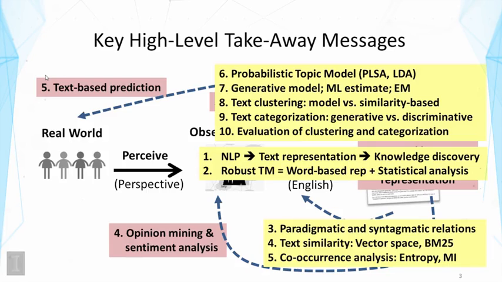We also briefly introduced some discriminative classifiers, particularly logistic regression, k-nearest neighbor, and SVM. They are also very important. They are very popular, and they are very useful for text categorization as well. In both parts, we also discussed how to evaluate the results.